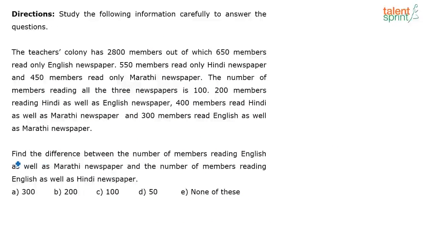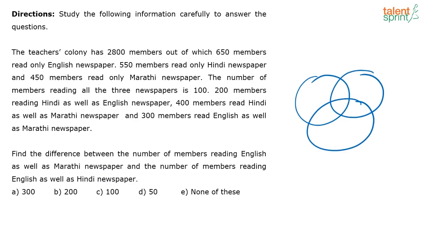Now what is given here? Find the difference between the number of members reading English as well as Marathi newspaper and the number of members reading English as well as Hindi newspaper. So let me just redraw the diagram that we have got. See, I have already given you the explanation. Okay, so this was 650, 500, 550, 100, 100, and this was 200, 300 and 450.